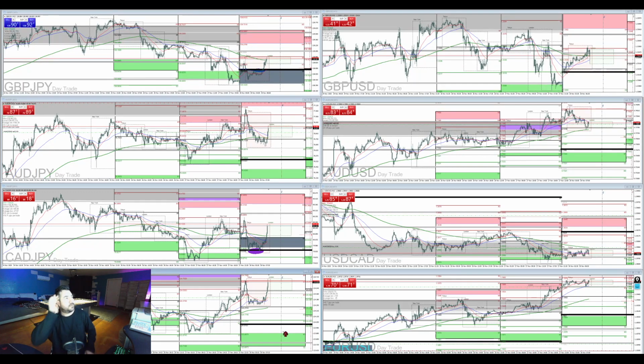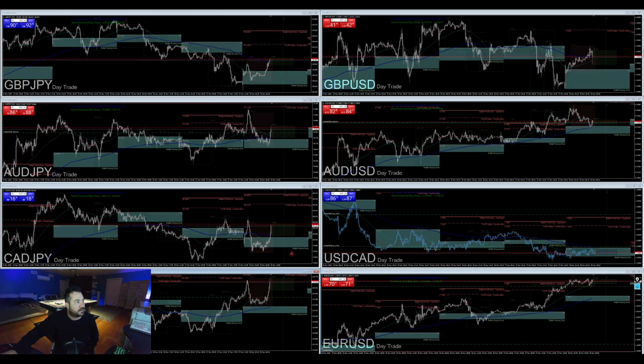Okay, that's it. Those are my two trade setups for the day trade. Let's go ahead and take it to the dark charts here. I have my alerts set for them. Here we go. We can see it a little bit better.